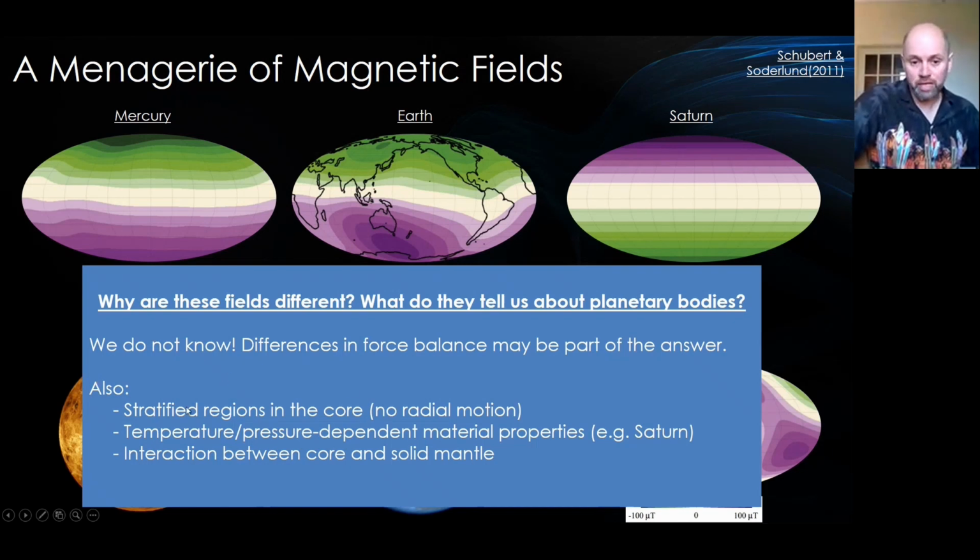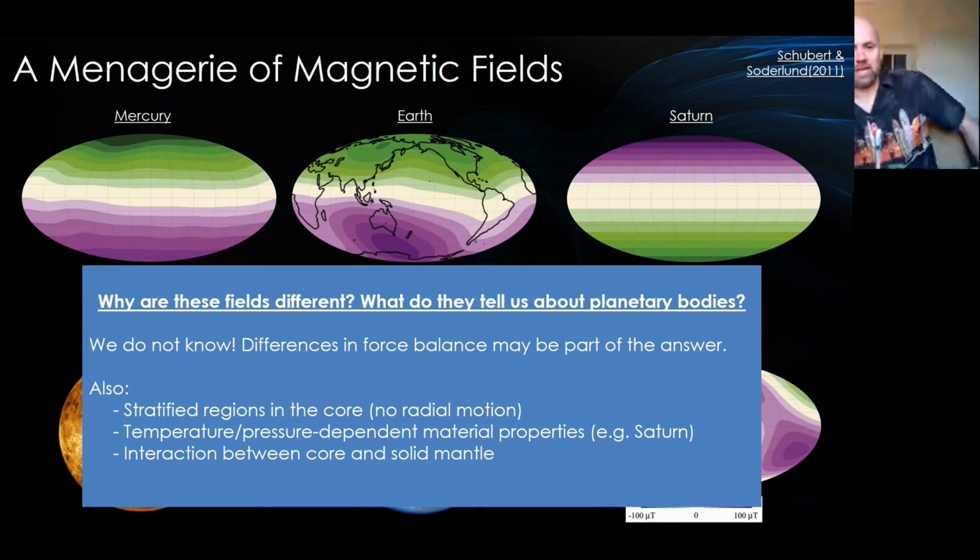In some of these bodies, probably not all of the core is actually convecting. Some regions are stable to convection, in which case these regions are called stratified. They're not undergoing convection. There will also be complicated material properties. In the Earth, we tend to take things like the electrical conductivity as a constant, but in a gas giant like Saturn, the electrical conductivity can vary over many orders of magnitude. And there'll also be interactions between the core and the solid container to which the core is confined. And so there's still an awful lot of work to be done in this area.